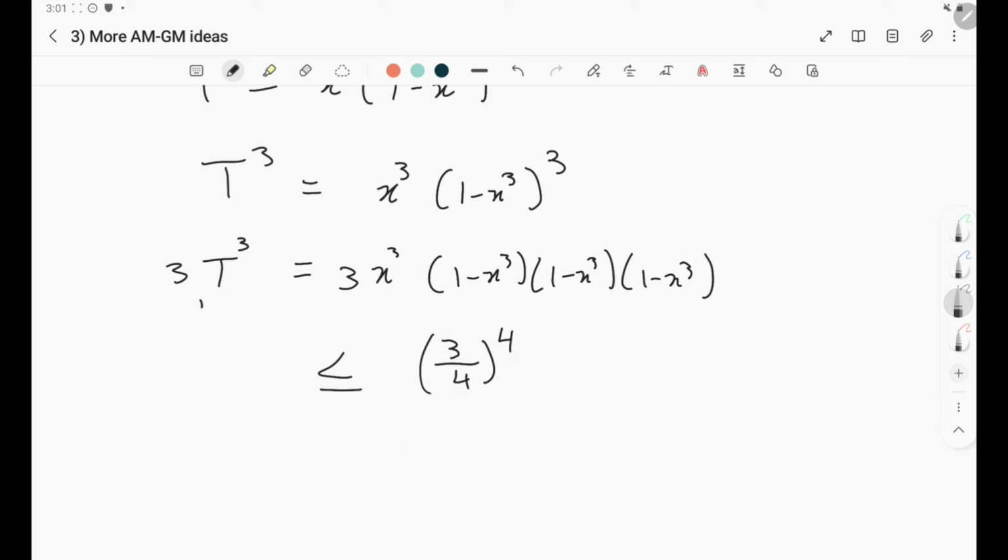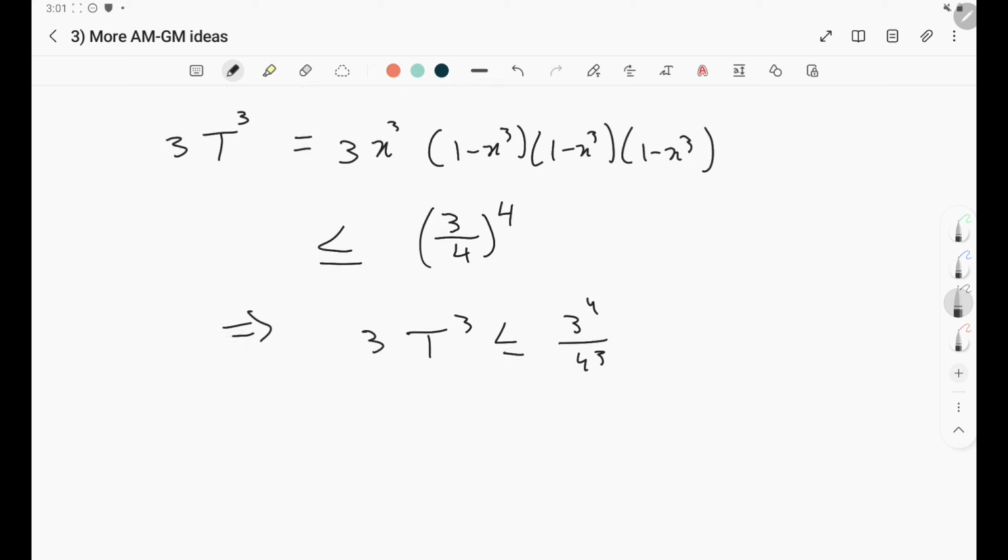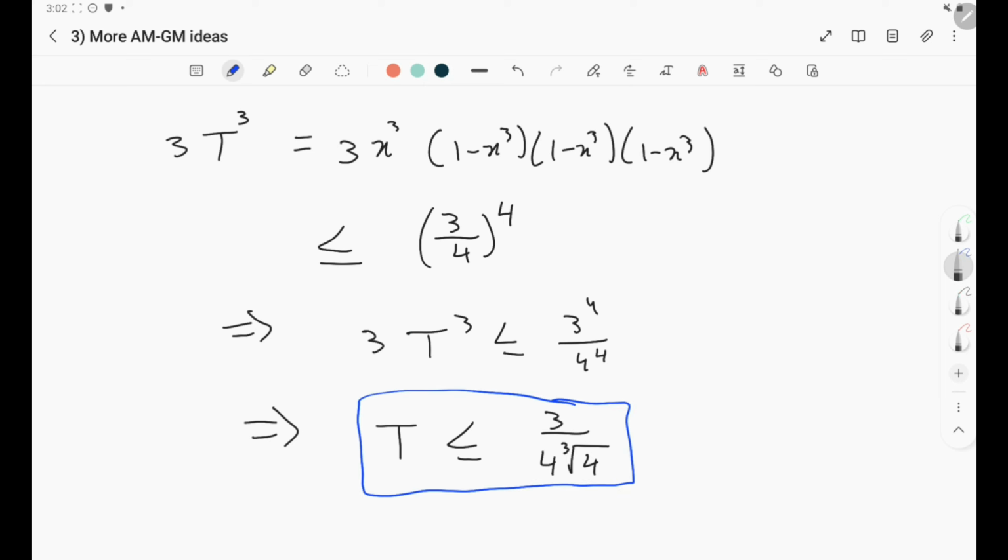Okay, that's cool. We found the maximum value for t. And of course, now you just need to do that. That means 3t cubed is less than or equal to 3 to the 4 over 4 cubed. We can cancel a 3 with a 3 and take the root. Then it will be 3 over, oops, here I think it was 4. It's 4. Actually, we can make it like this. And this is basically the maximum value for t. All right, so we got the maximum value for t.